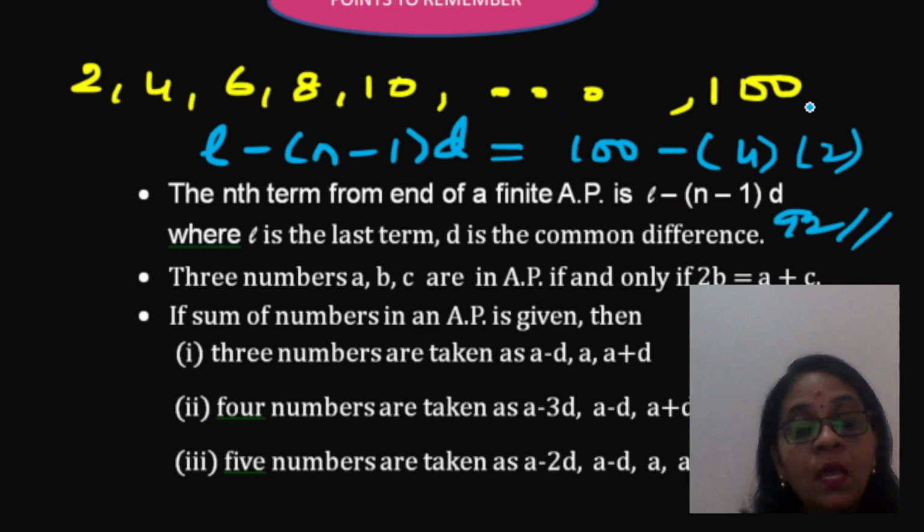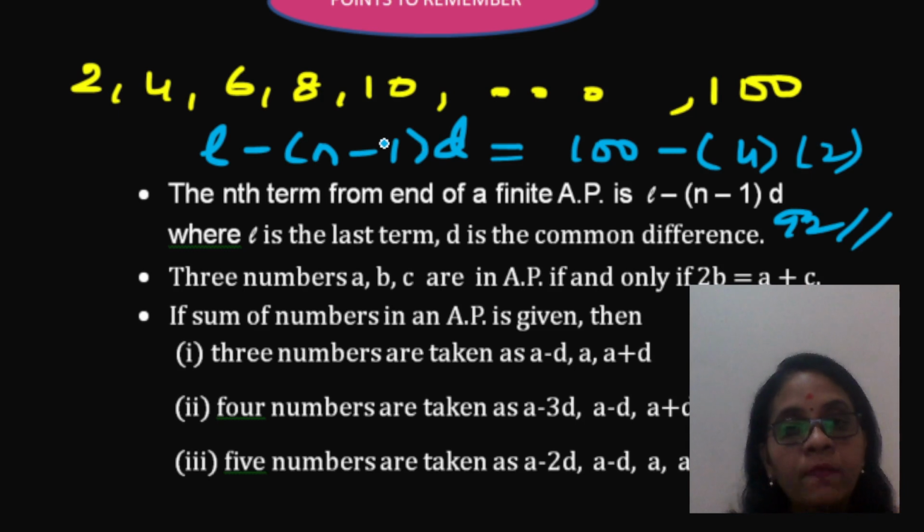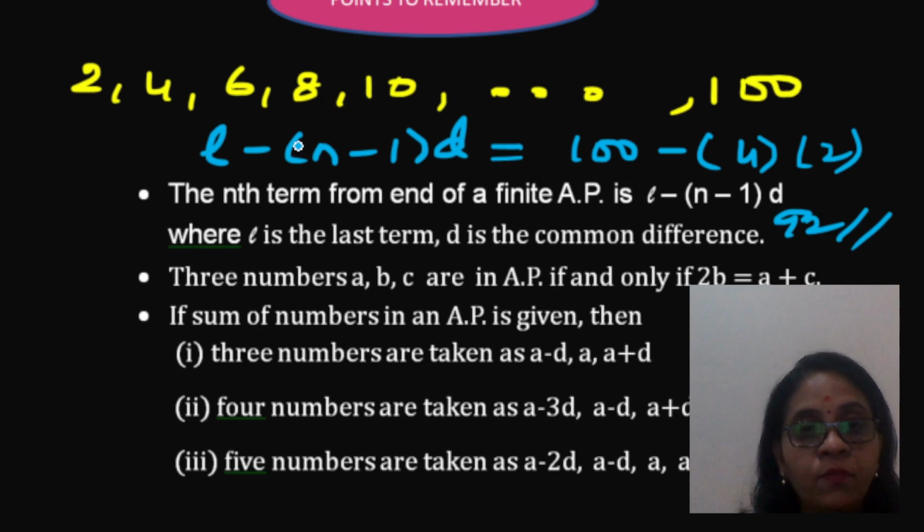But if it is another bigger number, or if you are asked to find the 15th term from the end of the AP, you can't keep on doing this. So it's always advisable to use the formula. And what is the formula? It is L minus (n minus 1) into d.